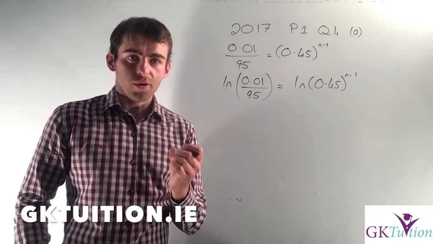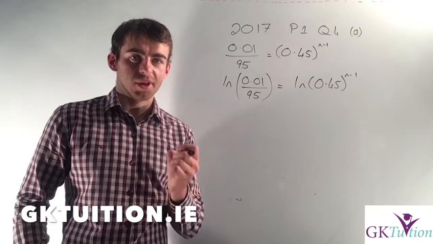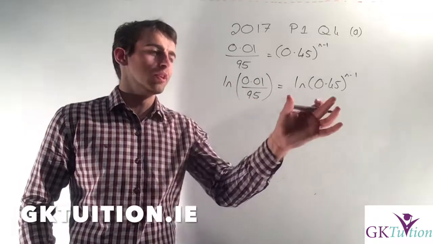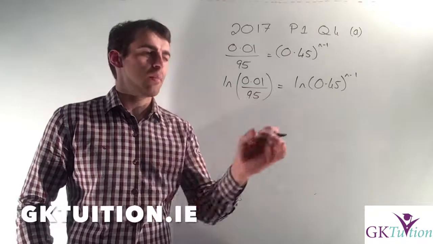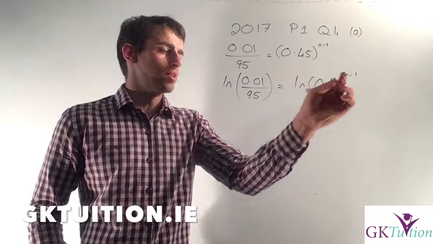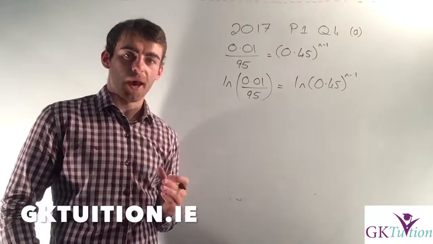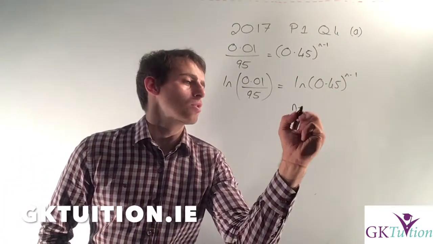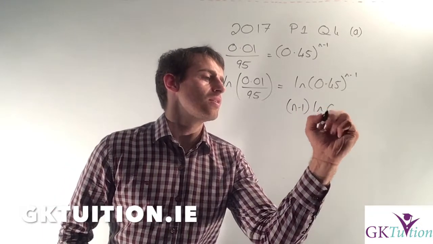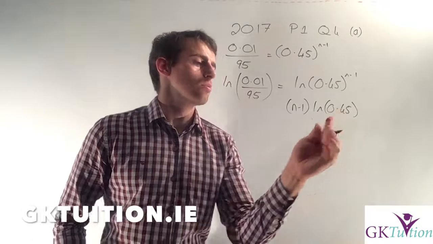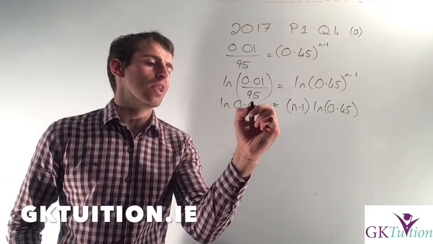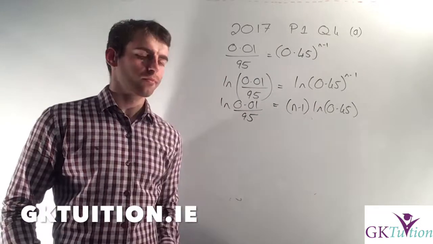If you go to page 21 in your log tables, you'll see the rules of logs. In the middle column on page 21, they set out all the different rules of logs, and it's the third one that we're concerned with here. If I have log of something to a power, I can just bring the power in front. So the power just comes in front. It's just n minus 1 times ln 0.45. So I'm just applying my third rule of logs in that case. And for the moment, let's just leave the left-hand side exactly as it is.